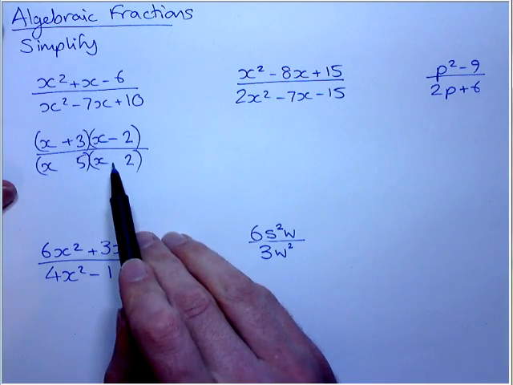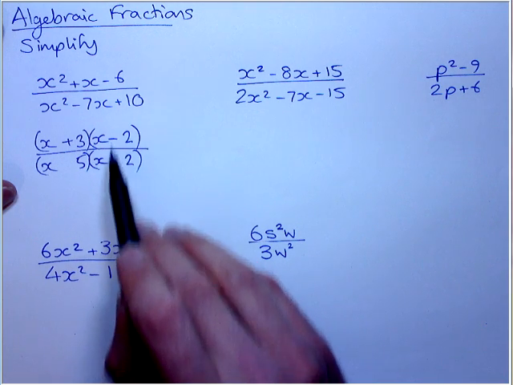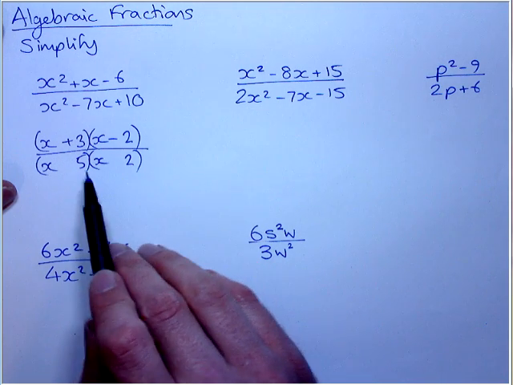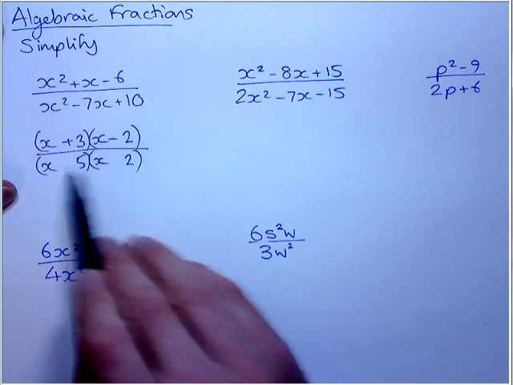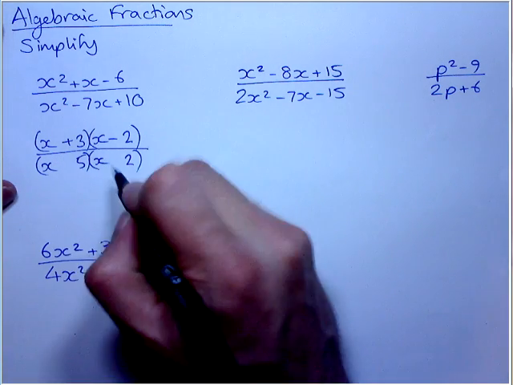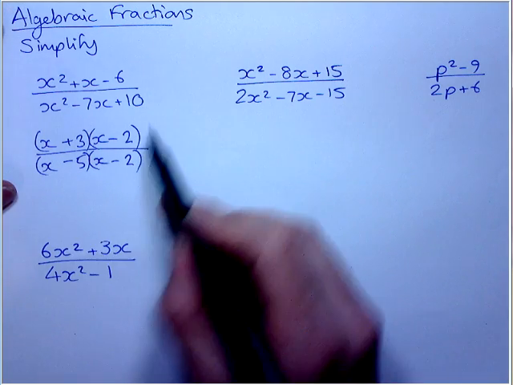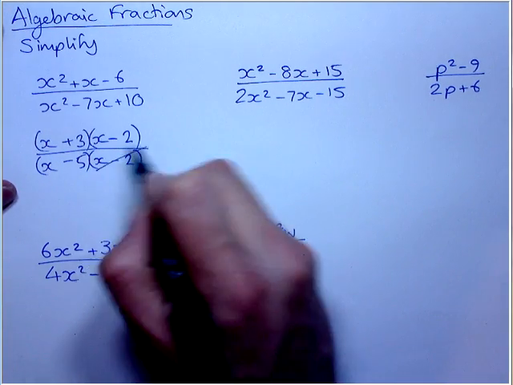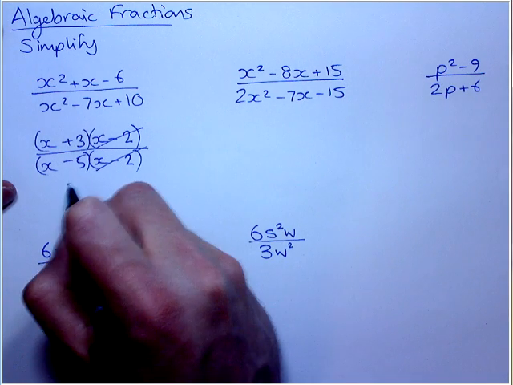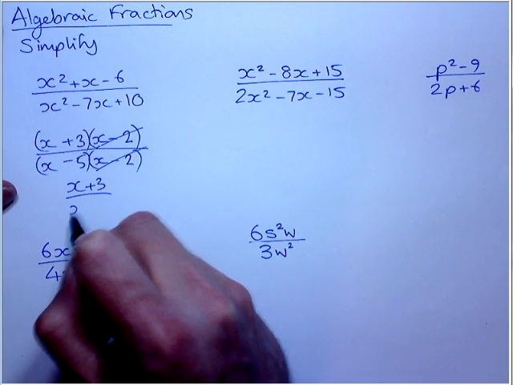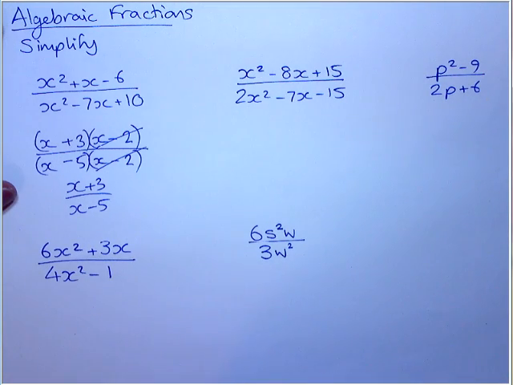I know that has to be a minus because I'm looking for one to be the same, but let's just check. How do I make minus 7x from 2x and 5x? Well, minusing both. And just to check, the constant terms multiplied together will be a positive 10. So they cancel out, and I would rewrite my answer, so x plus 3 over x minus 5.